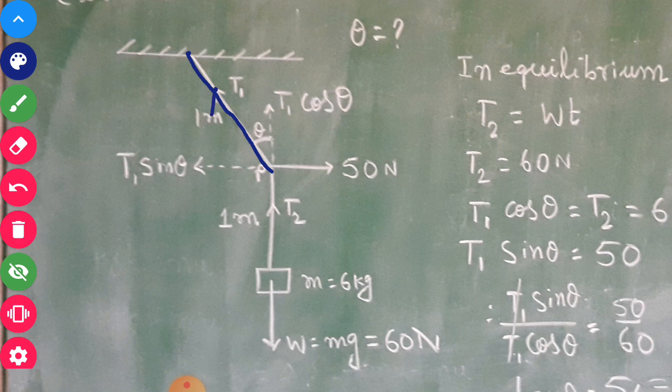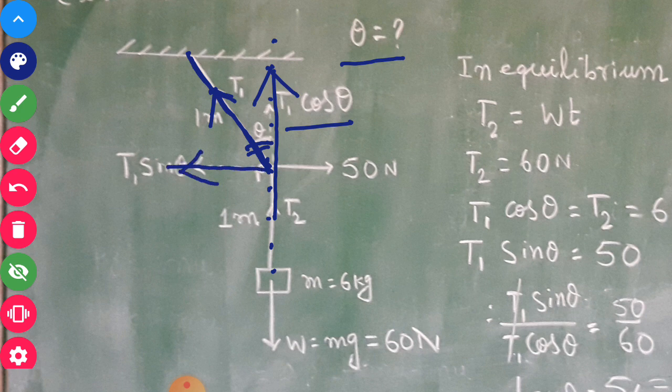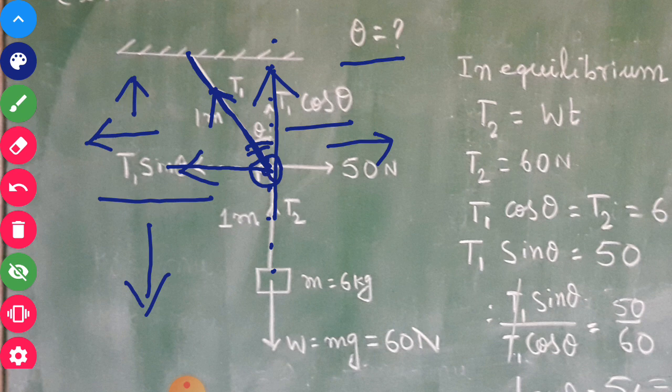T1 is the tension produced in this particular string, and this is the vertical direction. Let the angle subtended be theta. That we do not know, that we want to find; theta is a question mark. So the component of T1 in this direction will be T1 cos theta, and the component perpendicular to T1 cos theta will be T1 sin theta. Now this point remains in equilibrium; it does not go this way or the other way, it does not fly off or fall down. This point remains there only.